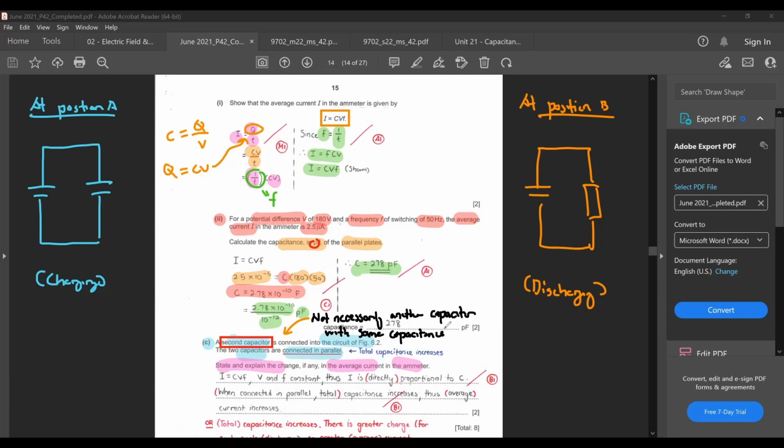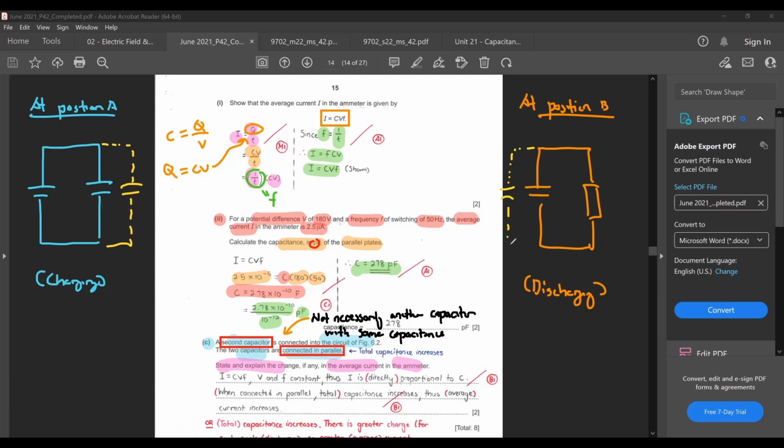Okay, we cannot assume it's going to be the same capacitance because they never say anything about that. So right now, they connect a second capacitor in parallel with the original existing circuit. So what they're doing now is something like this. You connect another second capacitor here, like this. Connect another capacitor here, like this.